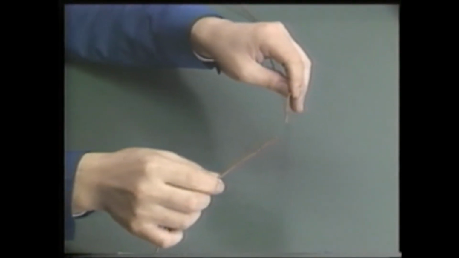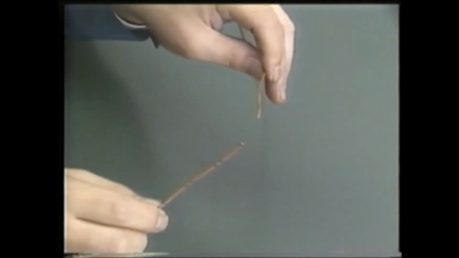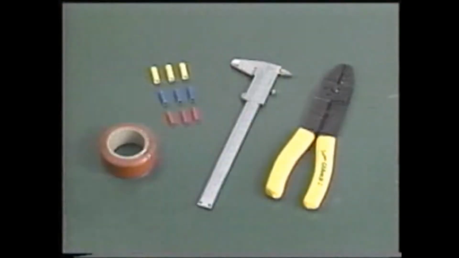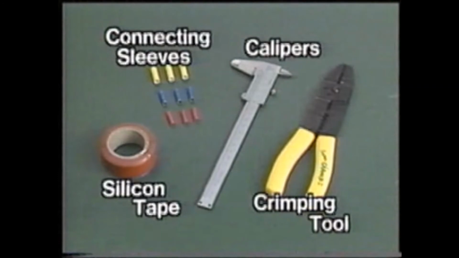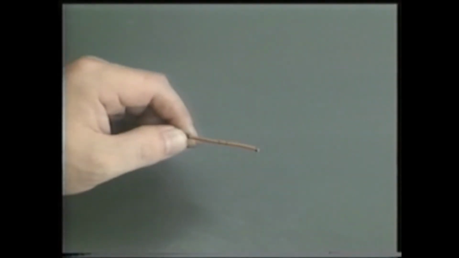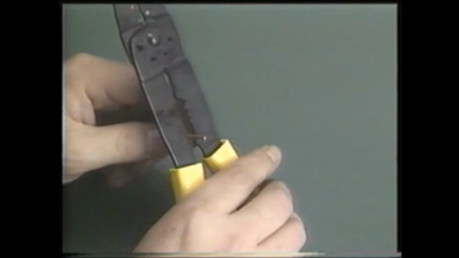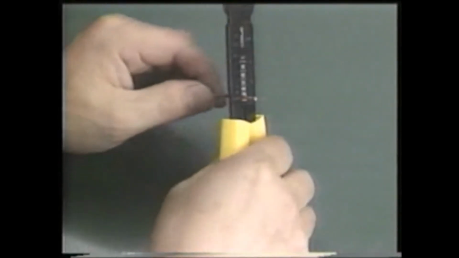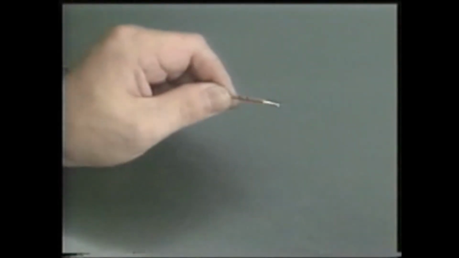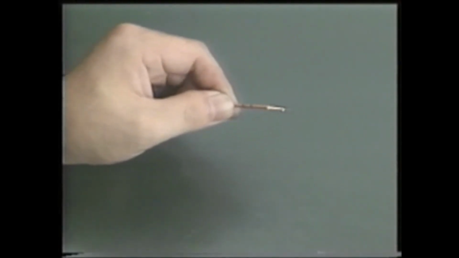First, let's look at the basic procedure for connecting two wires. For this, we prepare the necessary crimping tool, calipers, connecting sleeve, and silicone tape. First, we peel off about 10 millimeters of the insulation from the section that has been cut and twist each wire.